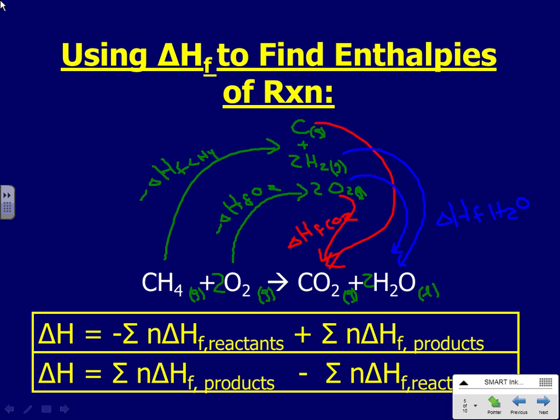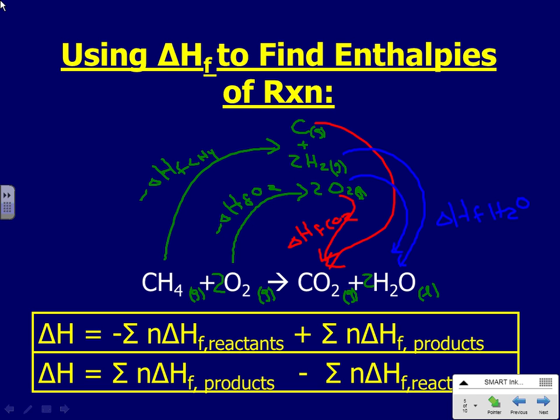Now, last year when I taught this way, I thought it was very logical to say negative of the sum of all the delta HFs for the reactants plus the sum of the delta HFs for the products. But in your textbook and in many textbooks, they like to flip it around and say the sum of the delta HFs for the products minus the sum of the delta HFs for the reactants. I'm going to solve the examples using the bottom equation, but I don't care which equation you use. As long as you keep your signs straight, you're in good shape.